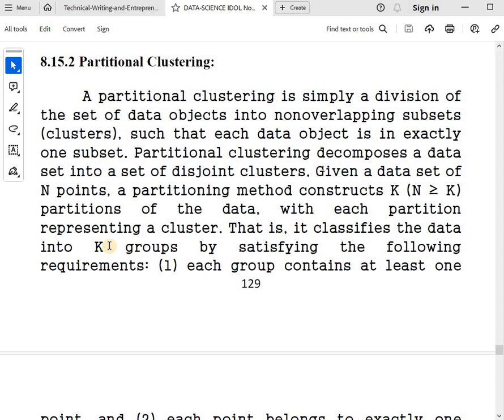Okay. So non-overlapping का मतलब क्या है कि एक particular object सिर्फ एक ही cluster को belong कर सकता है. ऐसा नहीं होगा कि वो object दो clusters में है. That should not happen. So partitional clustering will decompose a data set into a set of disjoint clusters. Disjoint means what? The clusters that do not have any common elements.